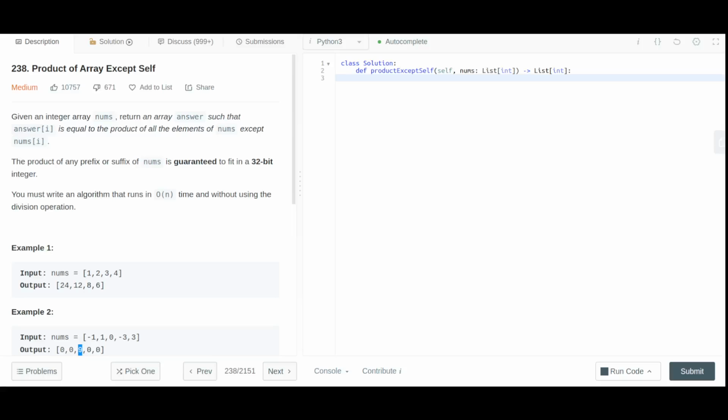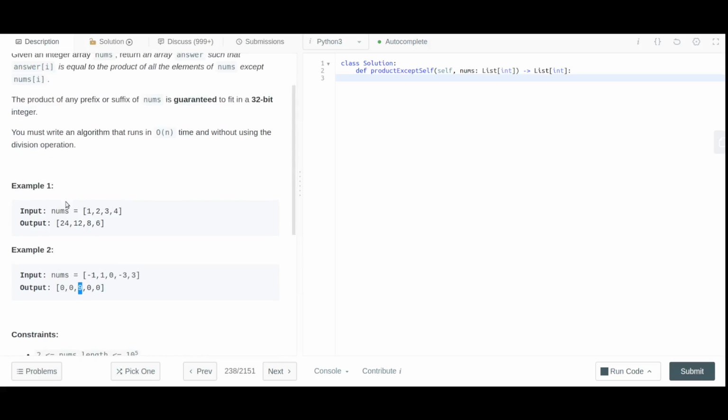Hi there, welcome back. Today we'll be looking at this problem called product of array except self. The problem states that given an array nums, return an array answer such that answer[i] is equal to the product of all the elements of nums except nums[i]. The product of any prefix or suffix of nums is guaranteed to fit in a 32-bit integer. You must write an algorithm that runs in O(n) time and without using the division operation.